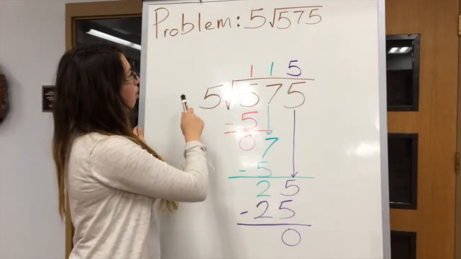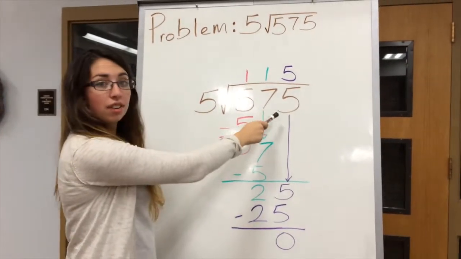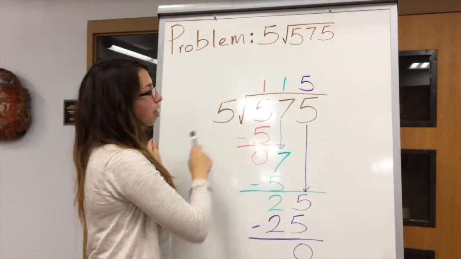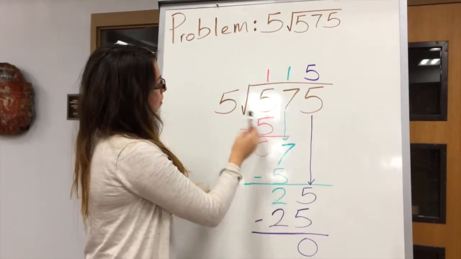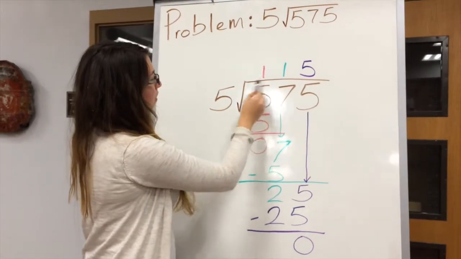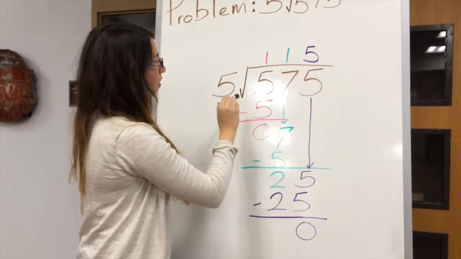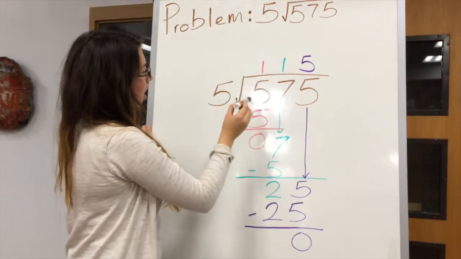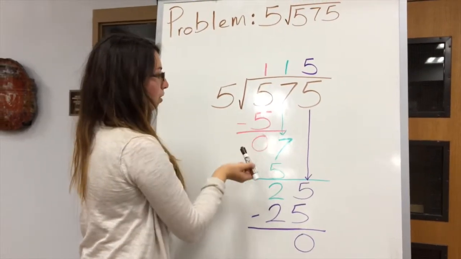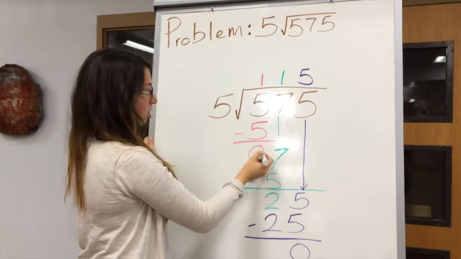Now we are solving 575 divided by 5 using the common method. First we look and see how many times 5 goes into the first number, which is 5. 5 goes into 5 one time. So we put a 1 right above and we put the 5 down below. 5 minus 5 equals 0.